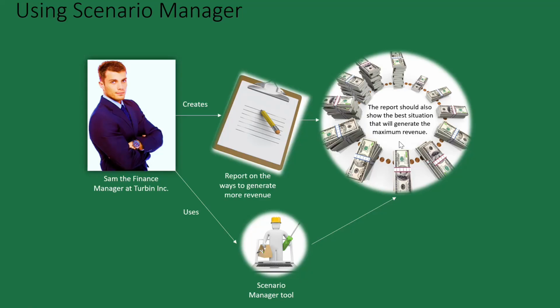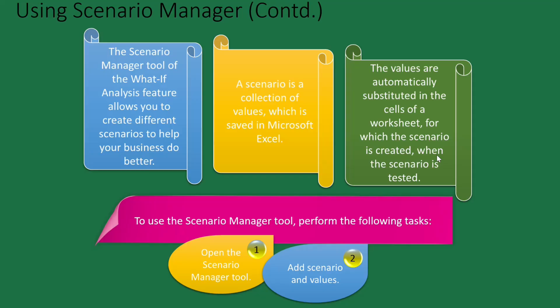Obviously, if everything is perfectly all right, if all parameters are going in the proper way and there is no loophole, the company is going to make proper, maximum revenue. If any loophole is not fixed in time, there are going to be issues. Using scenario manager: the scenario manager tool of the what-if analysis feature allows you to create different scenarios to help your business do better. In the scenario manager tool, you are able to create different kinds of scenarios, which help your business go in a better way.